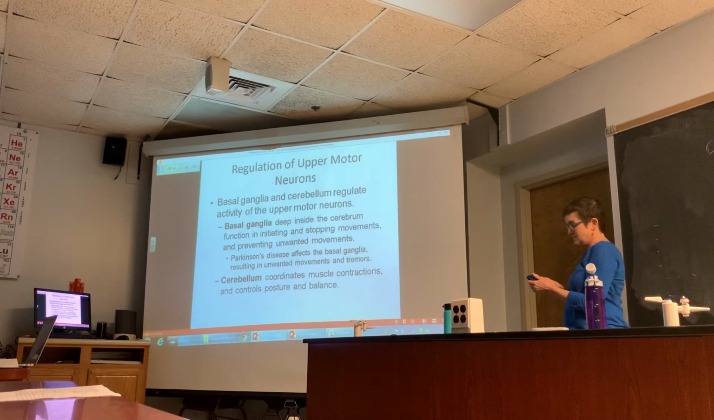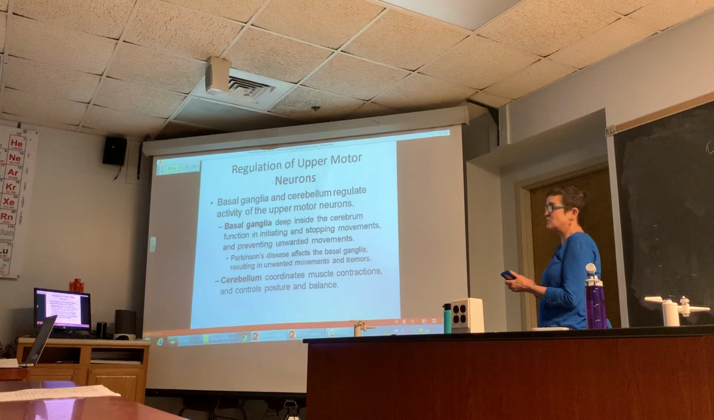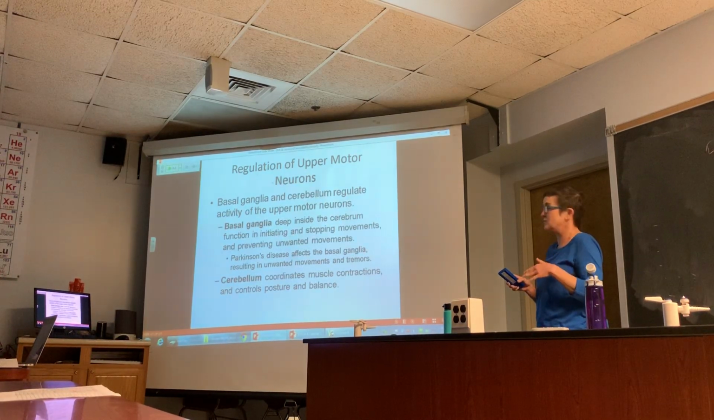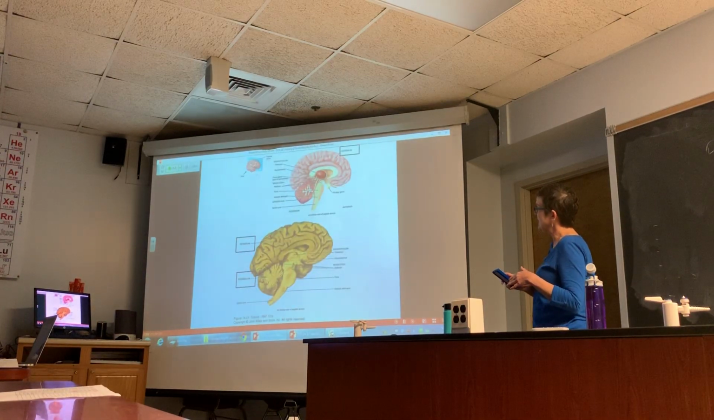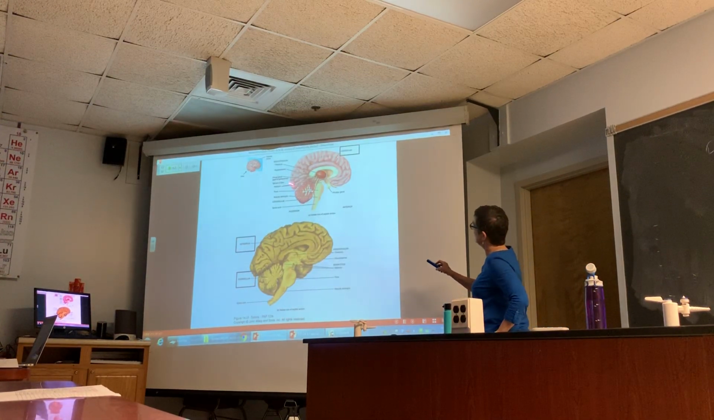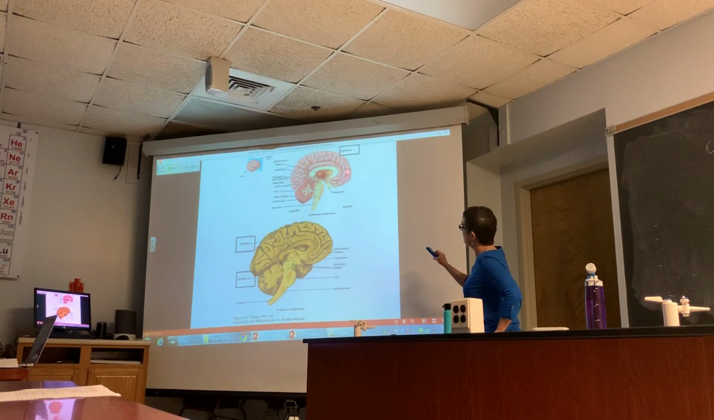And those are symptoms of Parkinson's. That indicates what the basal ganglia does. It prevents those unwanted movements and jerky movements and tremors from happening. And the basal ganglia is in the cerebrum, deep inside the cerebrum. You can't see it in this picture or this one, but it is deep inside.